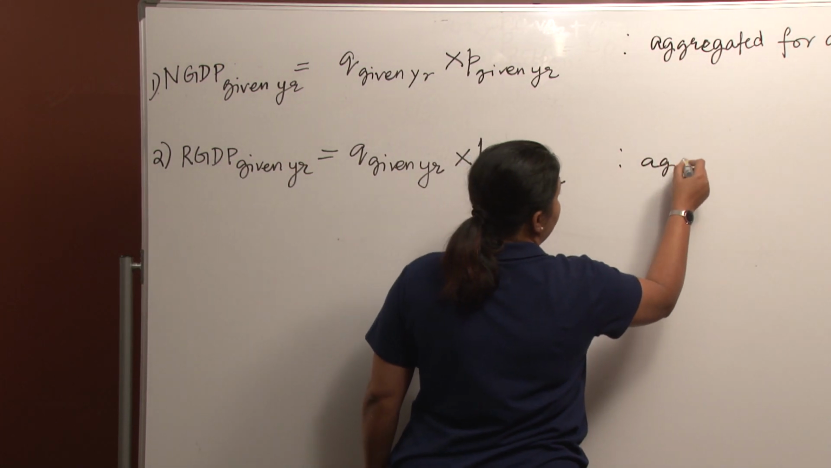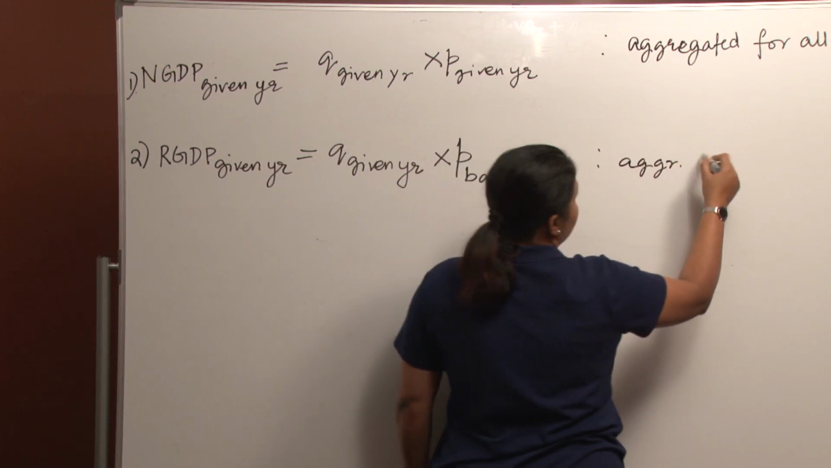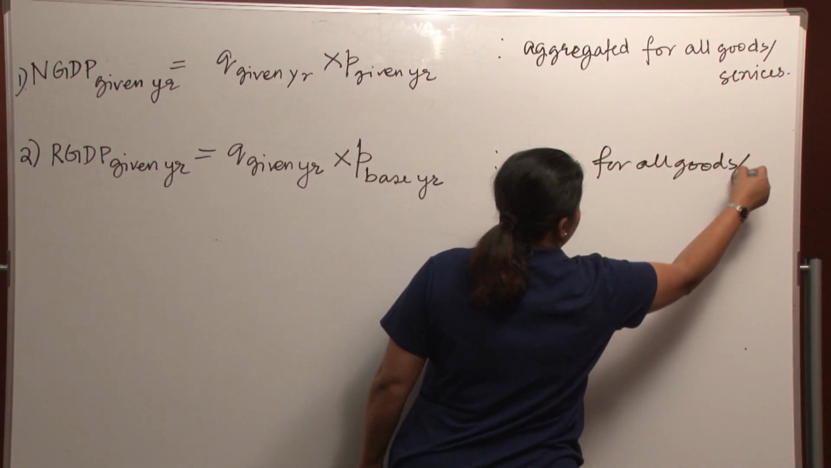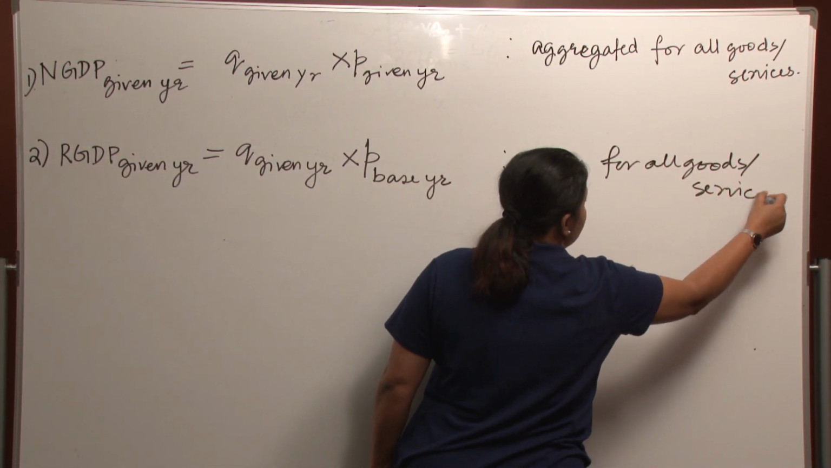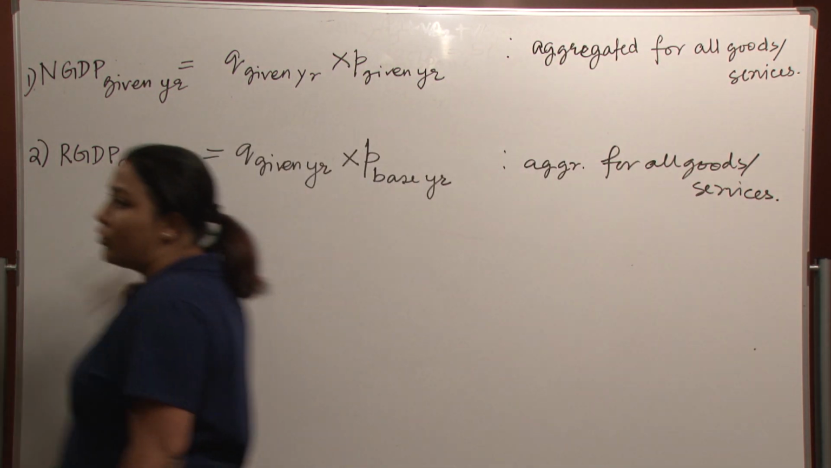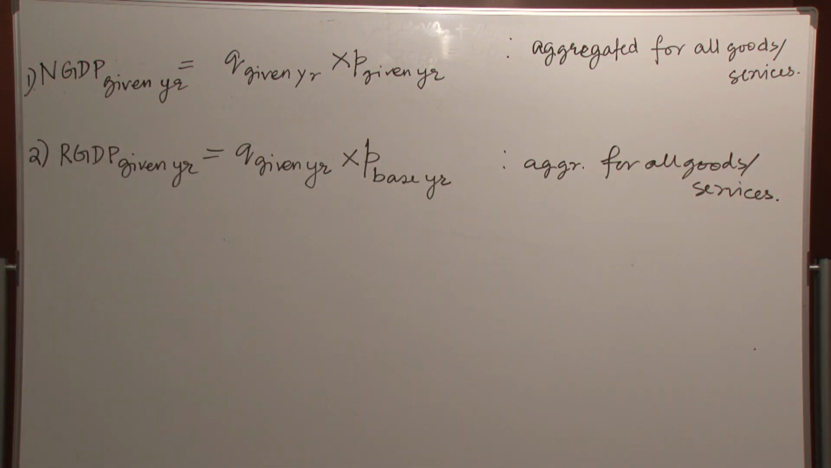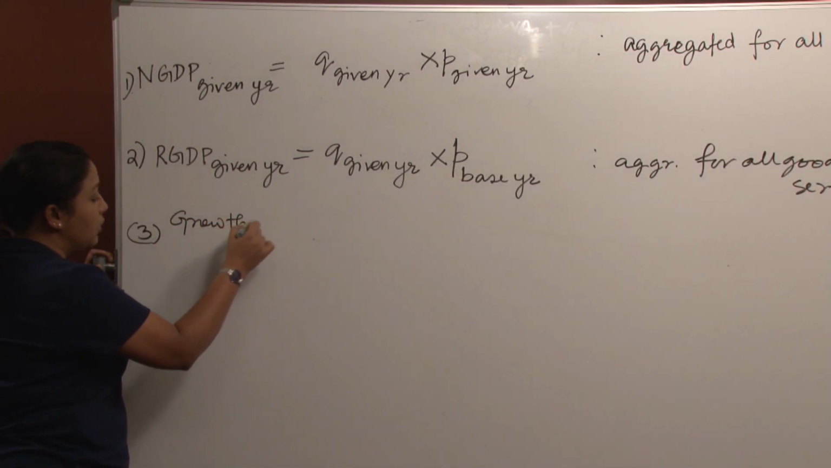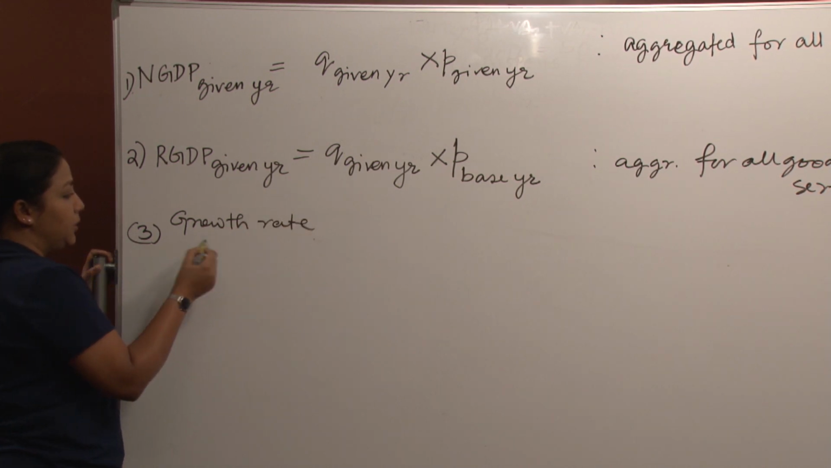Once again, aggregated for all goods and services produced in the economy. So if your economy is producing 10 goods and services, you need to do this for all 10 goods and add them up to get the real GDP. The third formula is the growth rate of real GDP, or the percentage change in real GDP.